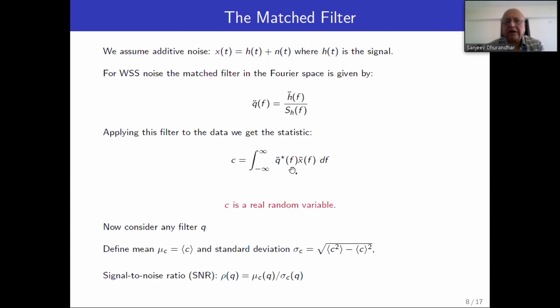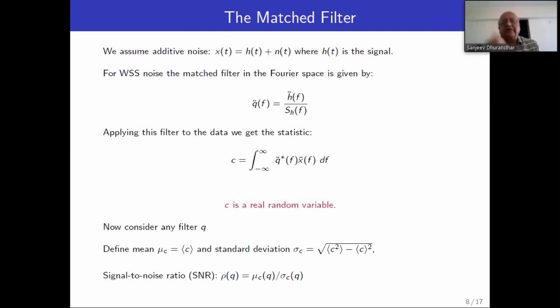This is a real number because Q of t and all these things are real quantities. H of f has come from h of t, which is real. S_h of minus f is equal to S_h of f, and so on. So Q of t is in fact real if you take the inverse Fourier transform. These are real functions, so C is a real random variable. You can calculate this quantity, which is called the correlation, or the statistic. This is what we will compare later on with the threshold.